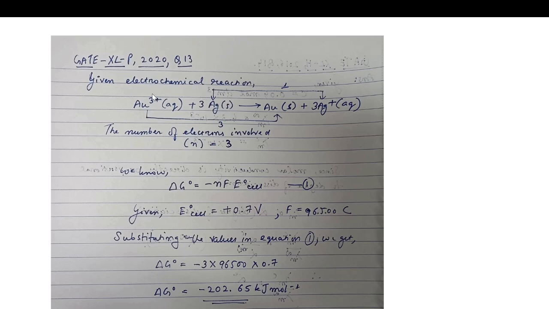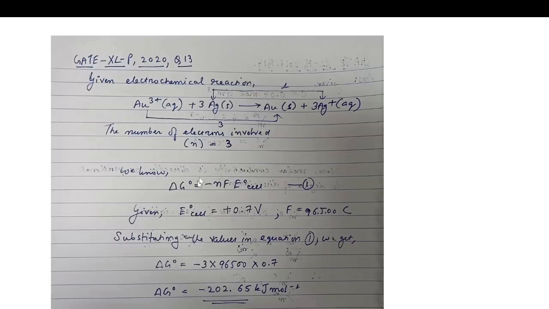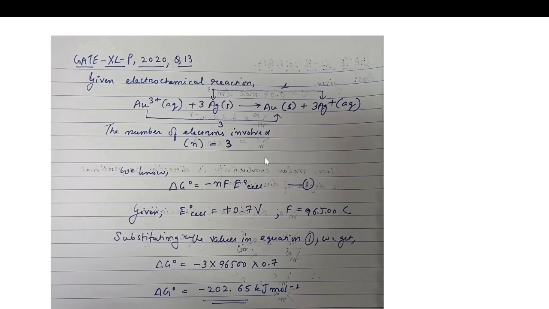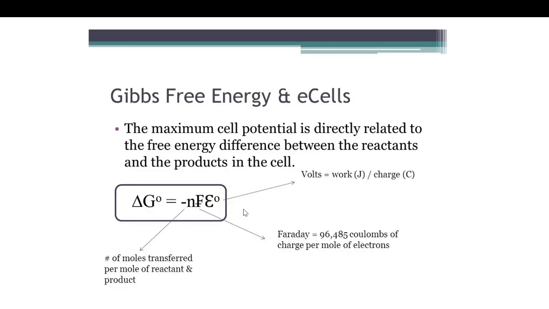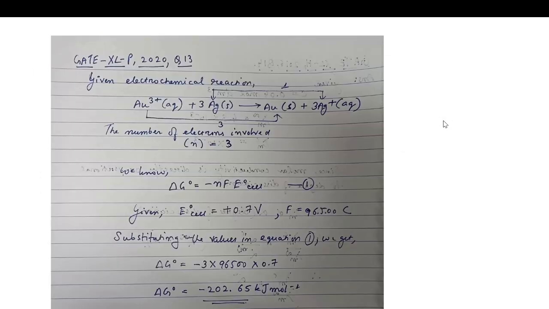What is asked in the question? If you see the question, they are asking for the standard reaction free energy. As we have discussed here, this is given by the formula del G naught equals minus n F E naught, where E naught is the standard potential. Now if you put the values here, E naught cell is given, that is plus 0.7 volt. This is already given in the question.